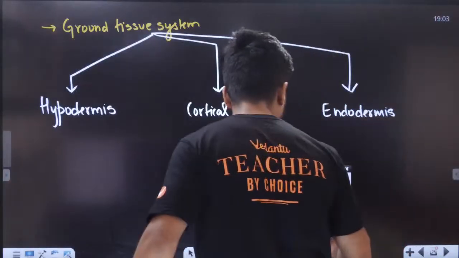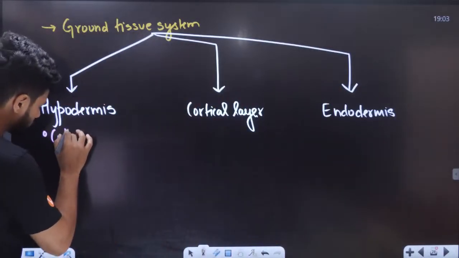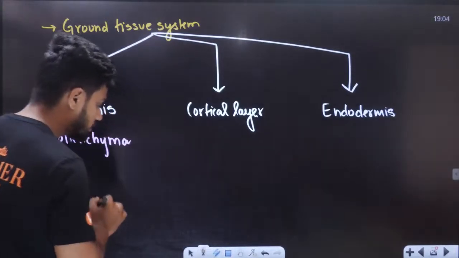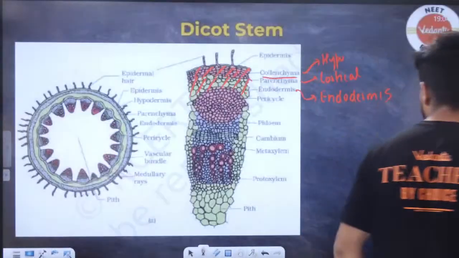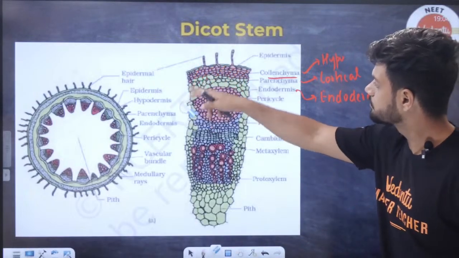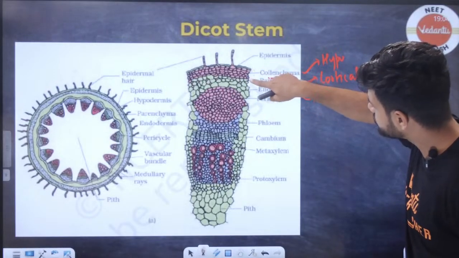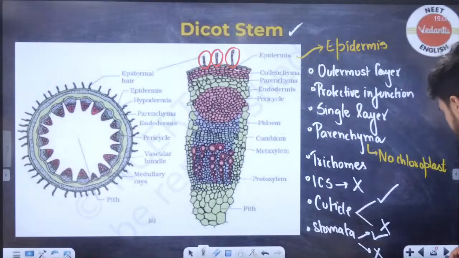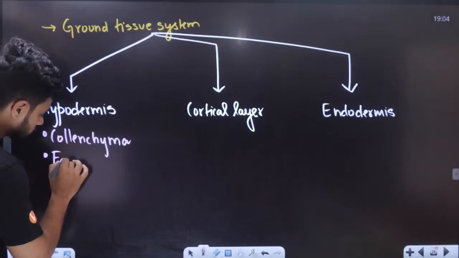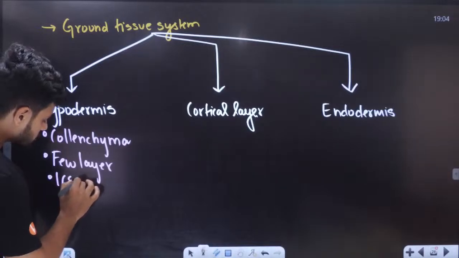Hypodermis is made up of collenchyma. Now here, do you see it as a single layer or multi-layer? In collenchyma, you see it's not just present as a single layer, it is present as many layers here. Generally it is a few layers, and at the same time, intercellular space is generally absent.